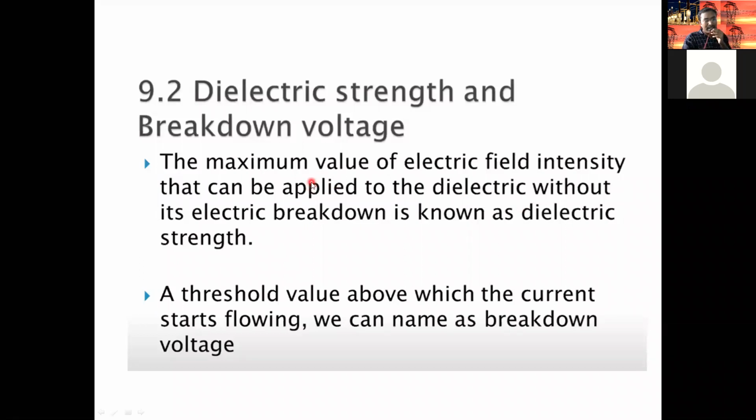Some insulating materials can withstand 10 kV, some can withstand 100 kV. So according to the property of the dielectric material, the dielectric strength keeps changing; it is not fixed. A threshold value above which current starts flowing, we can name as breakdown voltage. If you keep increasing the voltage, once it reaches a particular voltage, called the threshold voltage, beyond that the dielectric material breaks down, meaning it acts as a conductor. That is the concept of dielectric strength and dielectric breakdown.